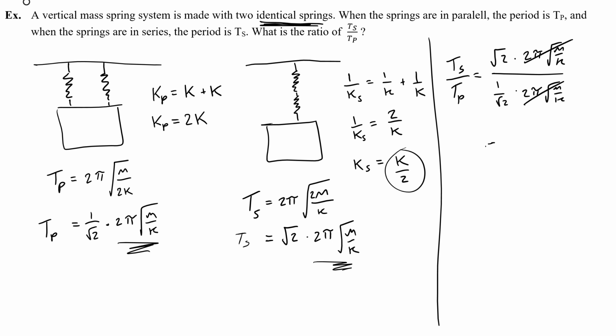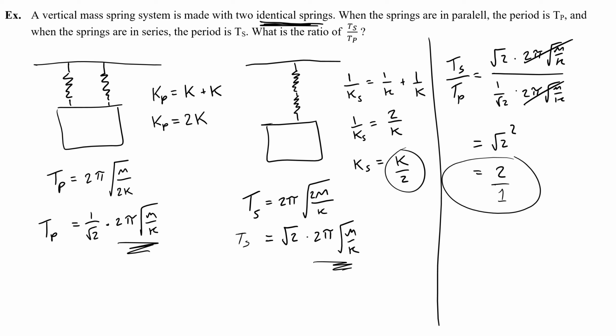And what I'm left with is root 2 over 1 over root 2, but really that's just bringing that root 2 up and squaring it. And so we're going to get 2 would be the ratio. You might technically say that the ratio is 2 to 1, and if it was a multiple choice question, you would see that listed. But that's how you find the ratio of these two periods.